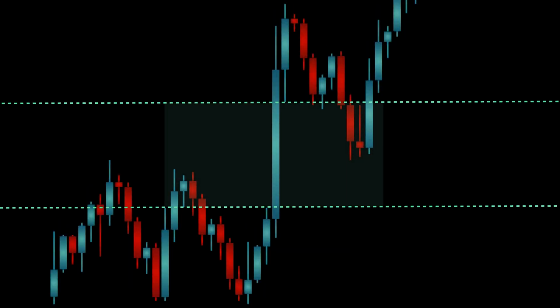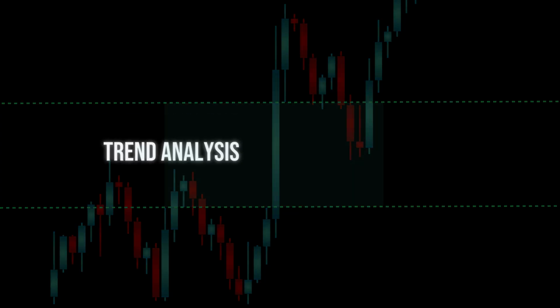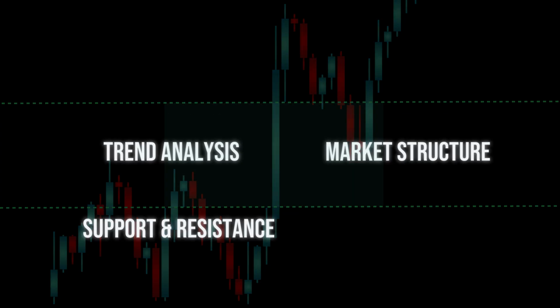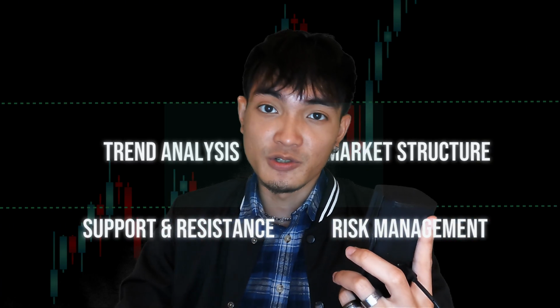FVGs are not magic. They do not guarantee a reversal or whether the price will continue. What they do provide is context. They highlight areas where the market moved aggressively and may revisit later. When combined with things like trend analysis, market structure, support and resistance, and solid risk management, this could be a very valuable addition to your toolkit.